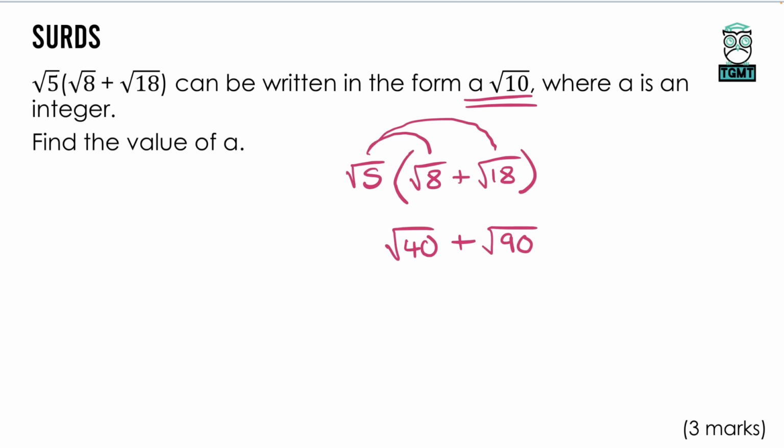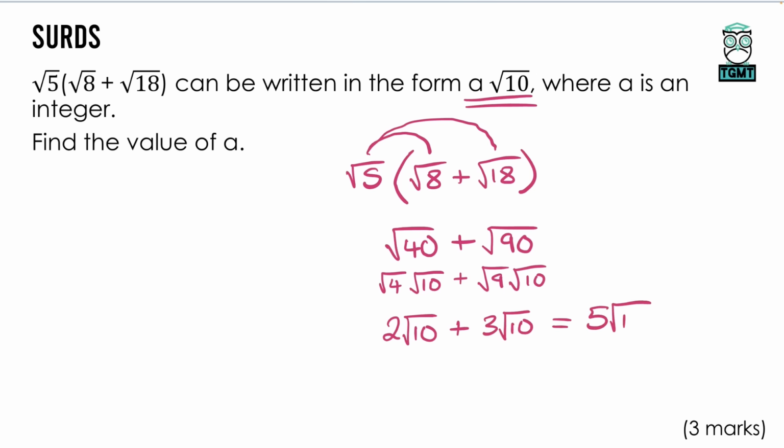So for root 40, that could be written as the square root of 4 times the square root of 10. For root 90, that's the square root of 9 times the square root of 10. And again, now we can simplify these. So the square root of 4 is 2, so that is 2 root 10, plus square root of 9 is 3, so plus 3 root 10. And adding those together, we get 5 root 10. So the value of a is the number in front of the root 10, so our answer is 5. And there we go, that is some multiplication with surds.